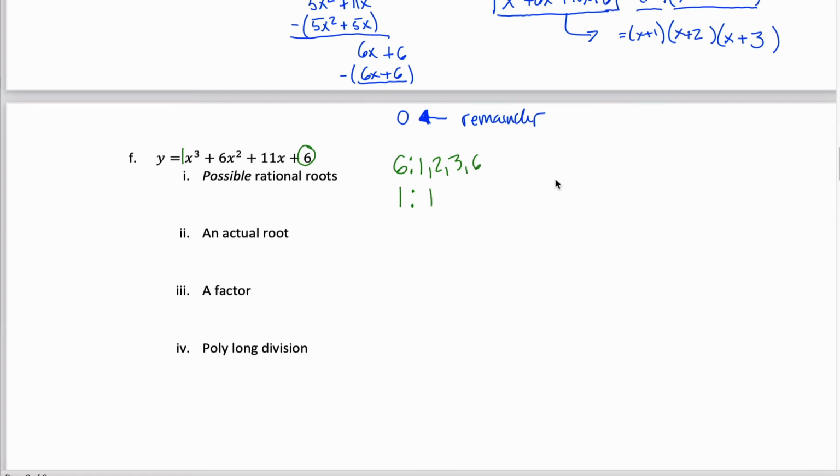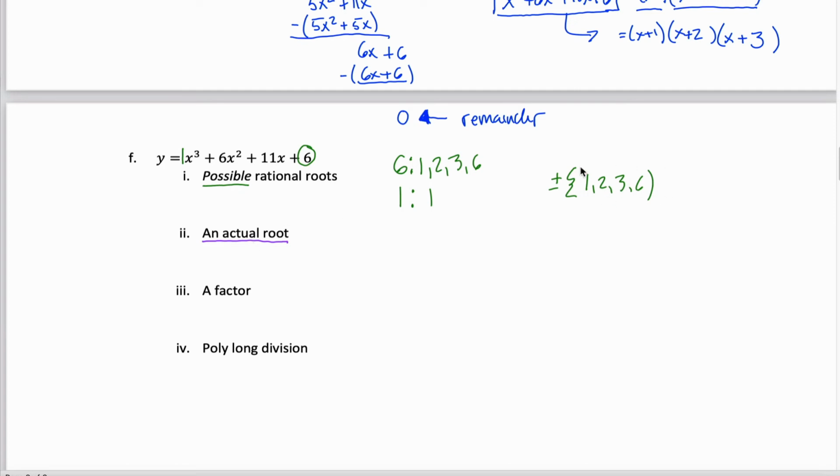There's only 1, and what I get from my possible rational roots are plus or minus 1, 2, 3, and 6. If there's a number that can be written as a fraction that's a root of this polynomial, it must be one of these 8 numbers. These are not all roots of this polynomial, they're just the possibilities for rational roots of this polynomial. From here, what we need to do is find one actual root. We don't need to find all of them, we just need to find one.